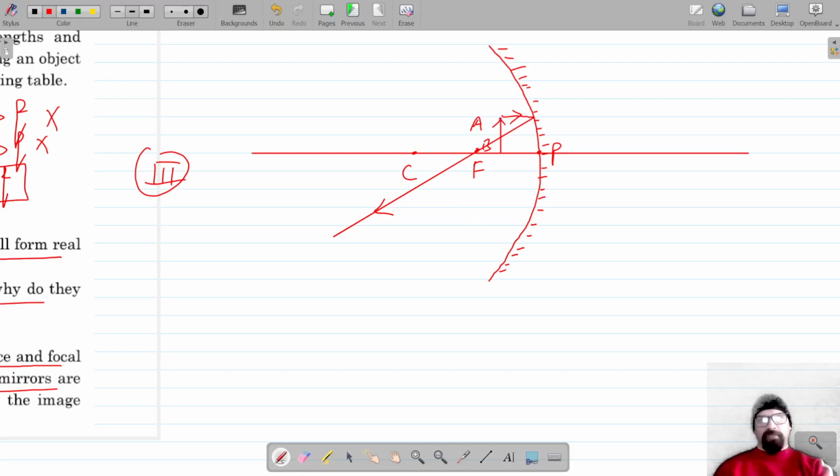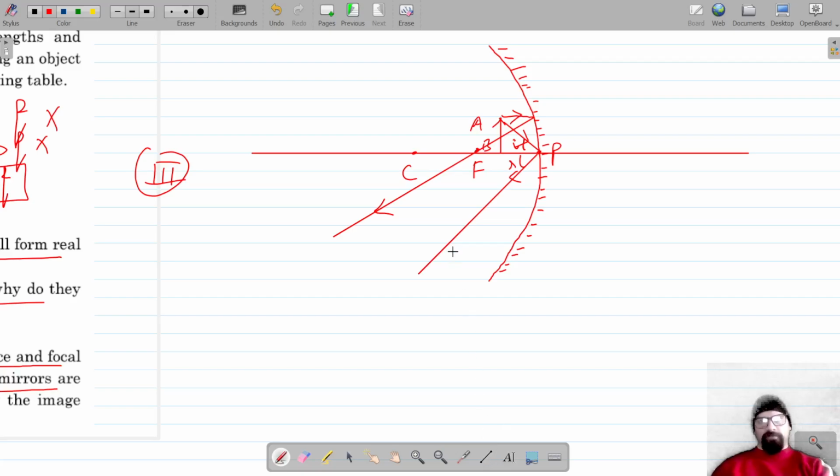And the ray of light which is incident at the pole will follow the laws of reflection. That means the angle of incidence is equal to the angle of reflection. So this is the incident ray, and this is the reflected ray. So the angle of incidence is equal to the angle of reflection here, and the normal is the principal axis.